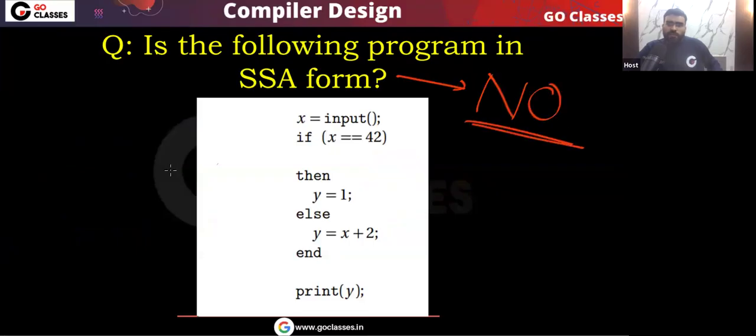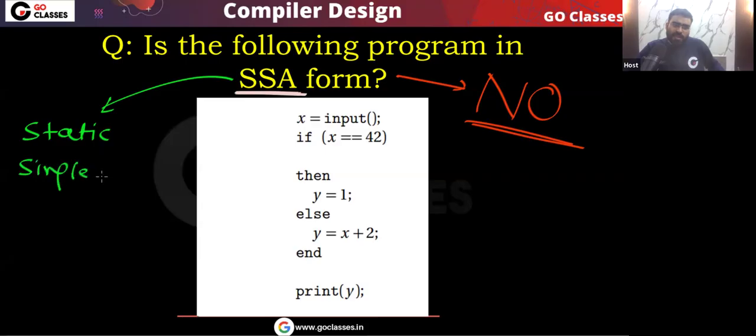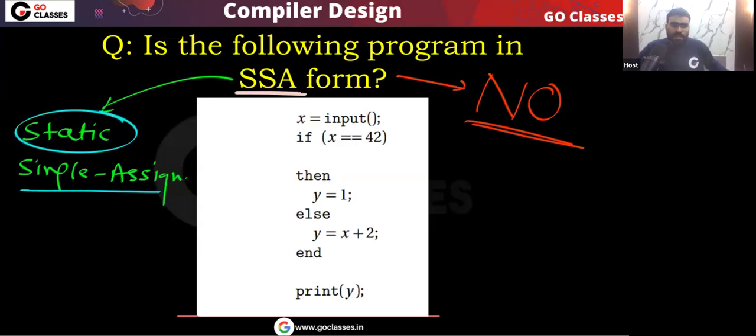Why? We don't care about execution. The name itself is telling you: look at the full form. The full form is static single assignment. Is this clear? Please tell me. Static single assignment. So we don't care about the dynamic things.